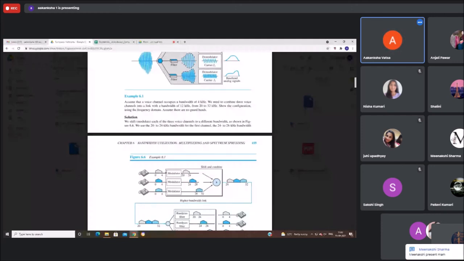24 kilohertz. Instead of another 0 to 4 kilohertz signal, I'll be superimposing it onto 24 kilohertz to 28 kilohertz of frequency, and the third one to 28 to 32. So this is how demultiplexing will work. This was the multiplexing, the shift and combine. This was the multiplexing part. The upper part is figure 6.6. The lower part is showing you the demultiplexing.